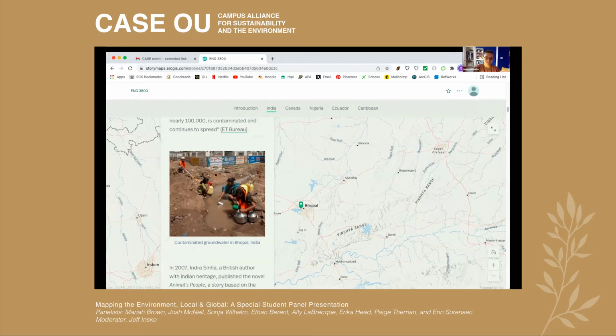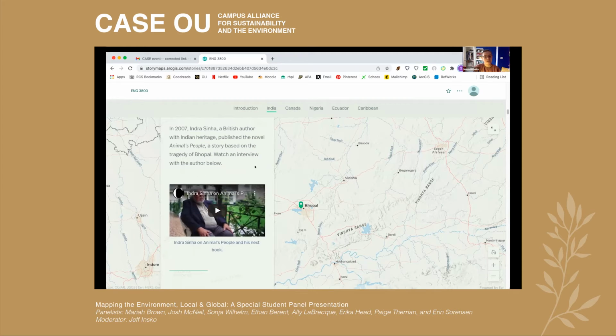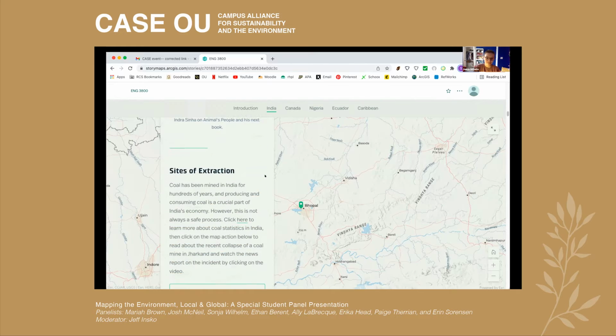And here's just an image of some contaminated groundwater. I believe these are people trying to purify the water to actually be able to use it. And then this is just a video of an interview with Indra Sinha. He's the author of a book we read in our class called Animals People, which is loosely based on the Bhopal incident. And it's a really good book. So again, it's Animals People by Indra Sinha, if you're interested.